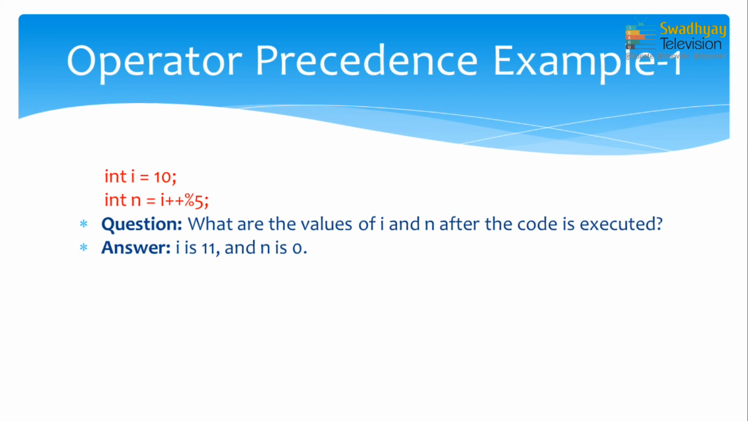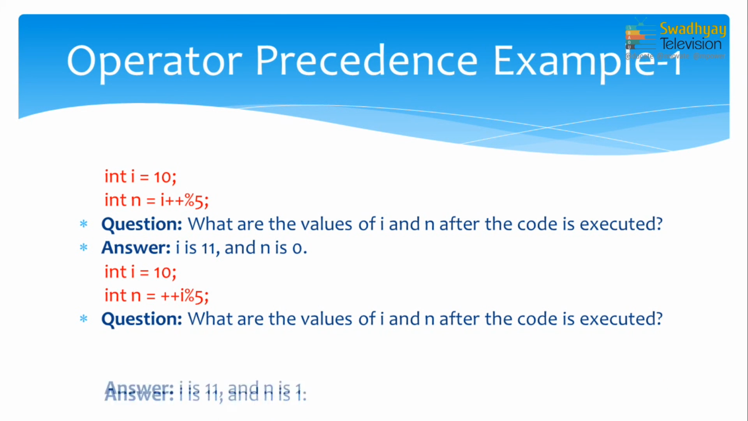Now, we use the prefix increment operator. So, i is again 10, but this time we have used the prefix increment operator. So, the value of i becomes 11 and is immediately used in the expression. So, 11 modulo 5 will give remainder 1. So, we can say i is 11 and n is 1. I hope you understand this example.